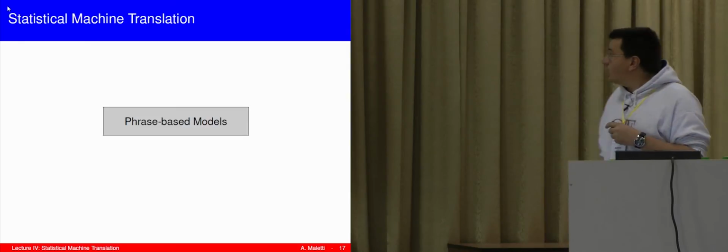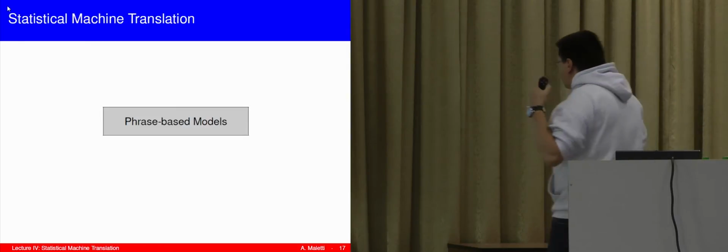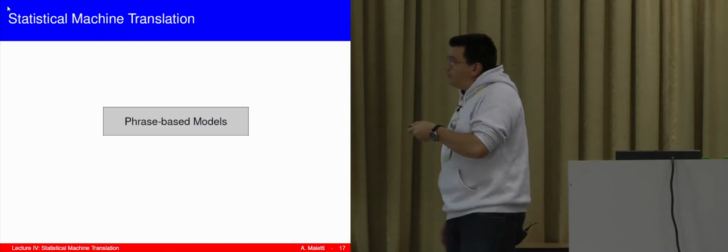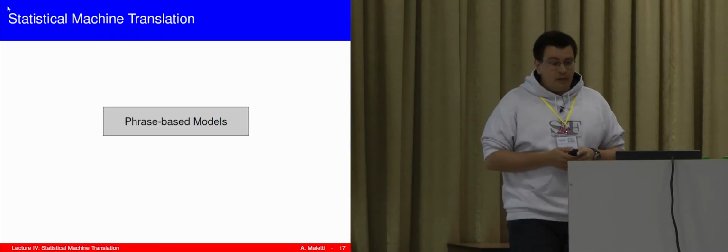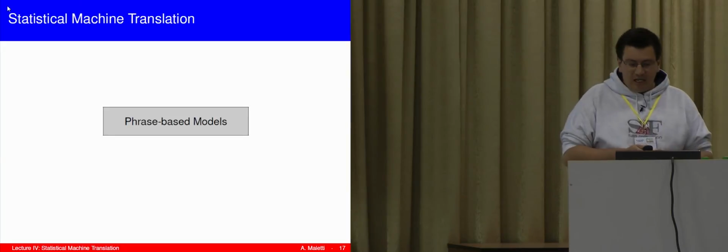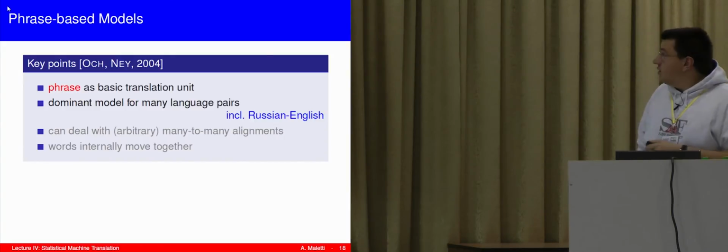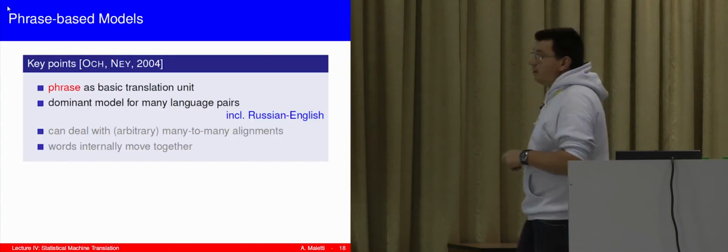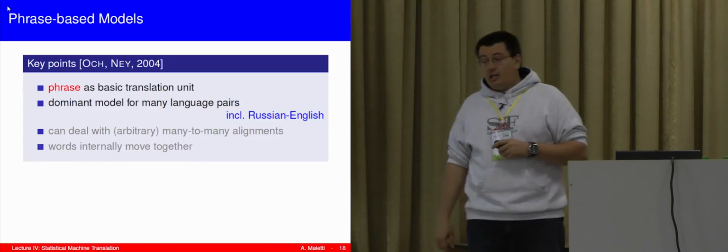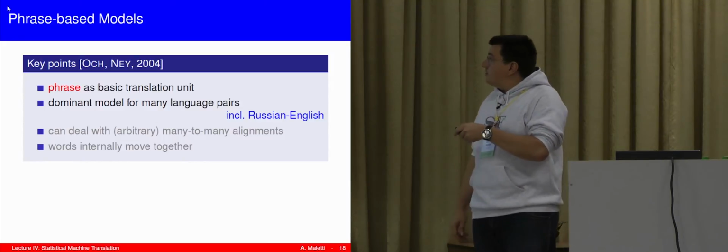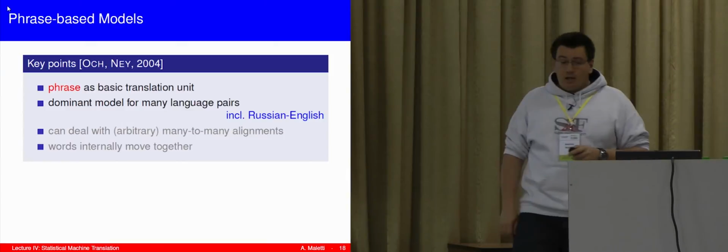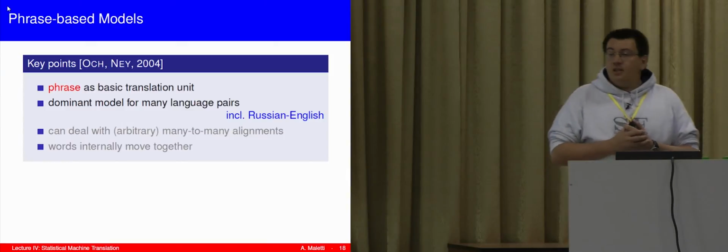What is the basic model that you'll use? The dominant model nowadays are so-called phrase-based models. And you'll see this is really highly sophisticated technology. It was introduced only in 2004, so the whole area is really young. The phrase here is the basic translation unit. A phrase is simply a sequence of words.